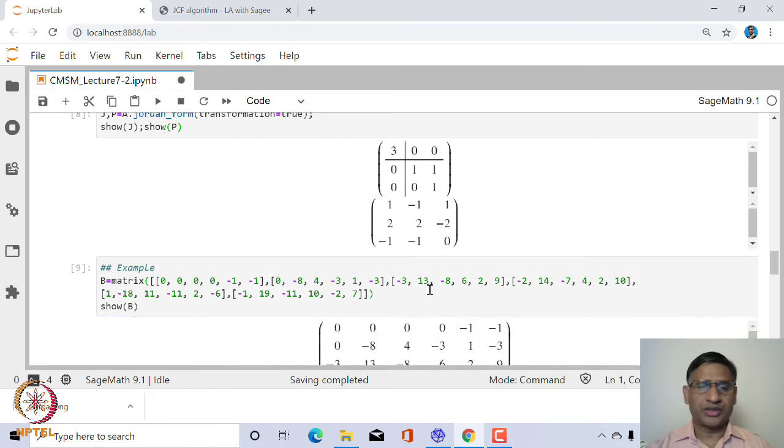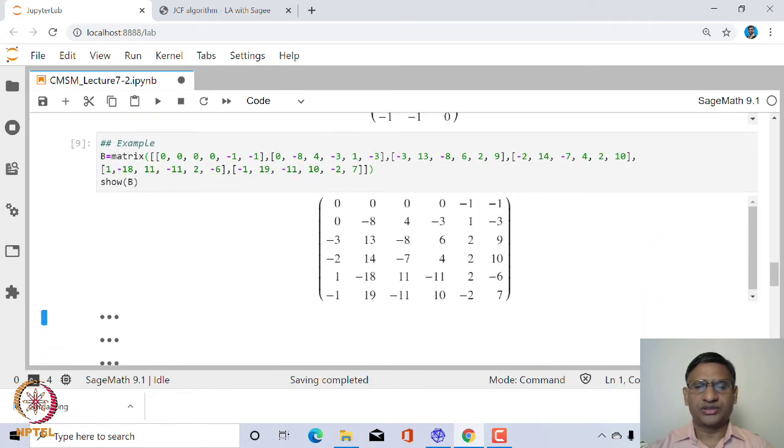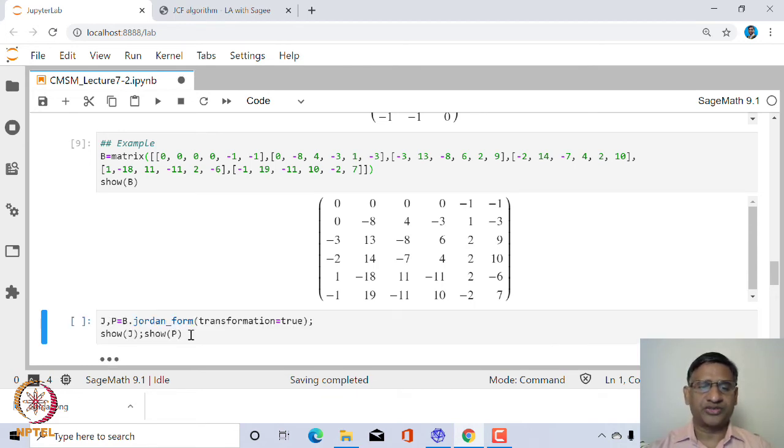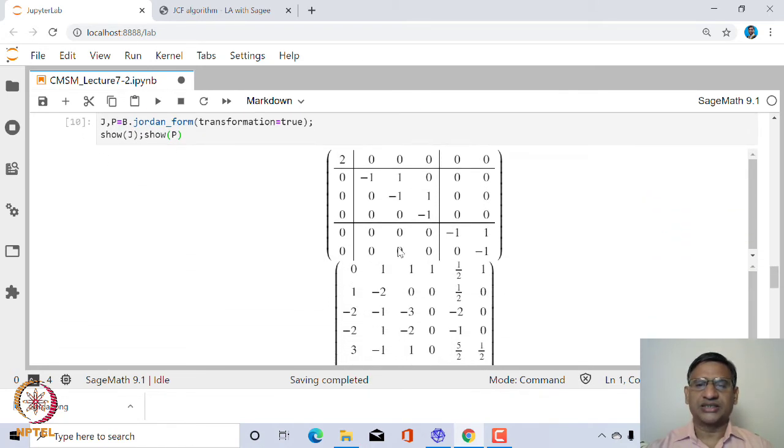So this is a 6 cross 6 matrix, and let us find out the Jordan canonical form of this matrix. When you find the Jordan canonical form of this matrix, this is what you get. So you have 3 Jordan blocks here. One block is with respect to eigenvalue 2, and the other 2 blocks are with respect to eigenvalue minus 1. This is a 3 by 3 block of eigenvalue minus 1, and this is a 2 by 2 Jordan block with respect to eigenvalue minus 1. So you can have several blocks with respect to a given eigenvalue.